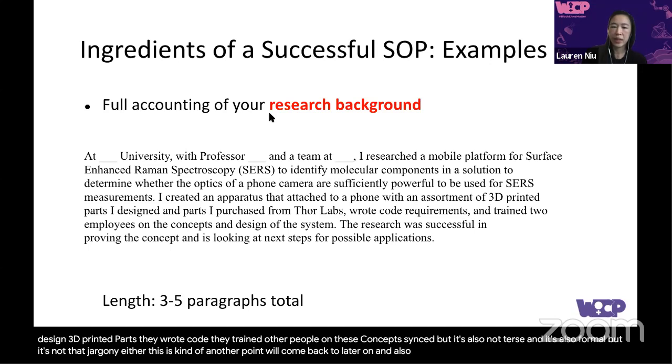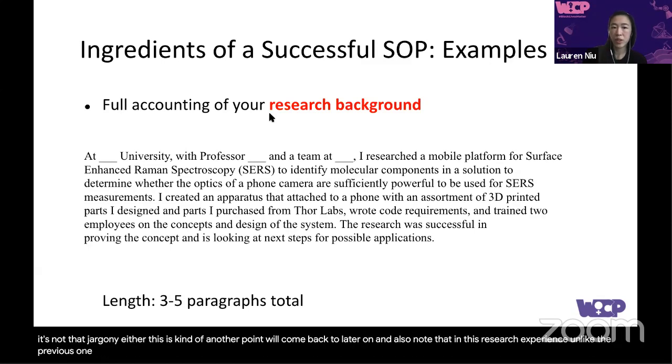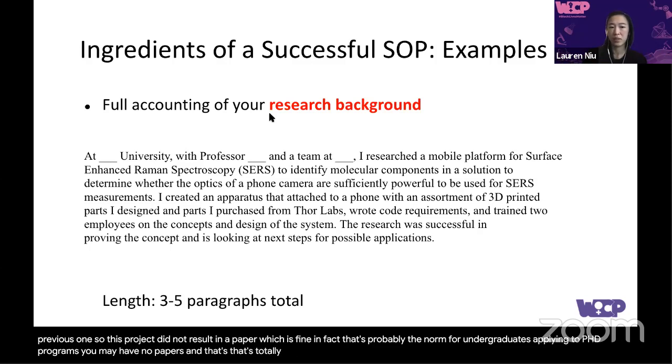And also note that in this research experience, unlike the previous one, this project did not result in a paper, which is fine. In fact, that's probably the norm for undergraduates applying to PhD programs. You may have no papers, and that's totally fine. Again, it's the norm. That's the average case. Sorry, Lauren, but yeah.